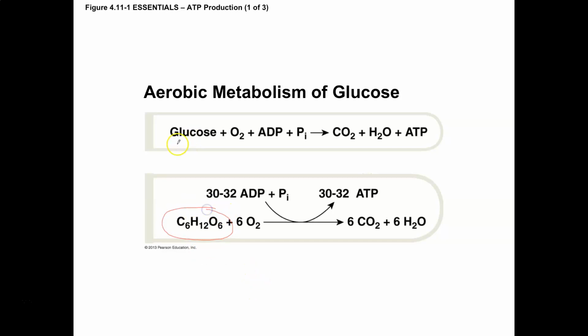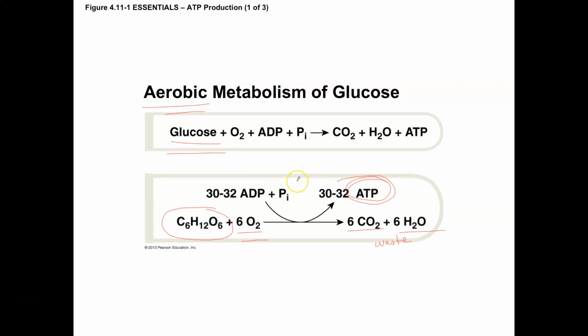C6H12O6, that is glucose. Okay? Glucose with oxygen will produce carbon dioxide and water. And so these essentially are the waste products of aerobic metabolism. In the process of breaking down glucose in the presence of oxygen, hence aerobic metabolism, we're going to generate ATP.